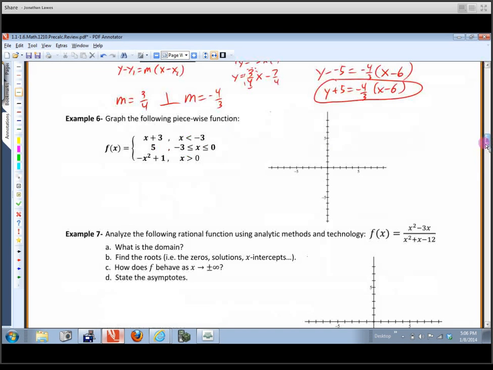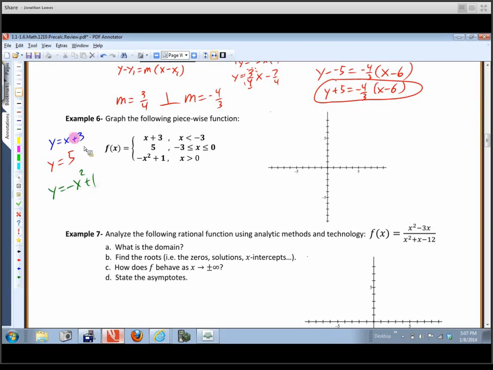So this is a piecewise function, and we'll see quite a few piecewise functions in this class. So here's how I like to describe piecewise functions. Hopefully, if I were to say, can you graph this line? Hopefully everybody would be okay with that. If I said, can you graph the line y equals 5? Hopefully everybody would be okay with that. And if I said graph the parabola negative x squared plus 1, everybody would be okay with that.